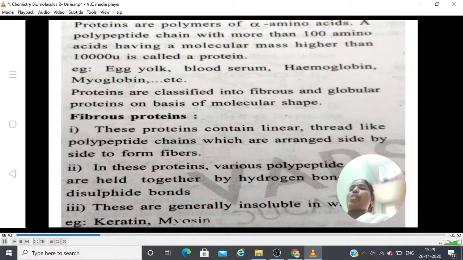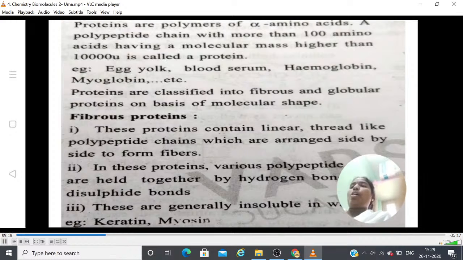Next, go to the second classification, that is globular proteins. Globular proteins are proteins in which polypeptide chains are very tightly folded into a compact spherical form. Again, the proteins in which polypeptide chains are tightly folded into compact spherical form are called globular proteins.